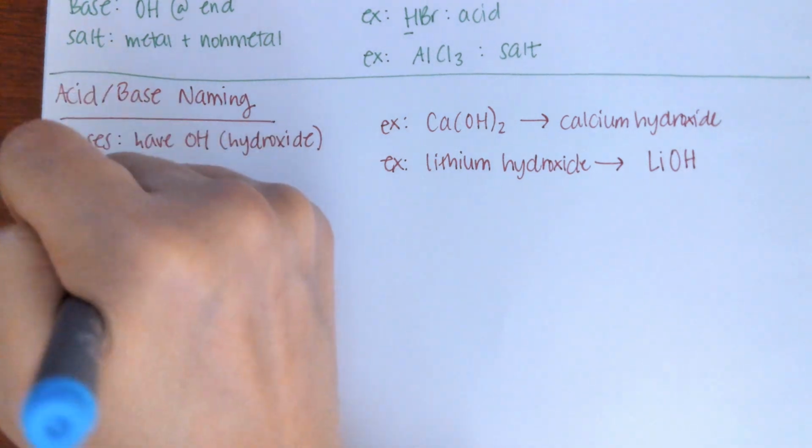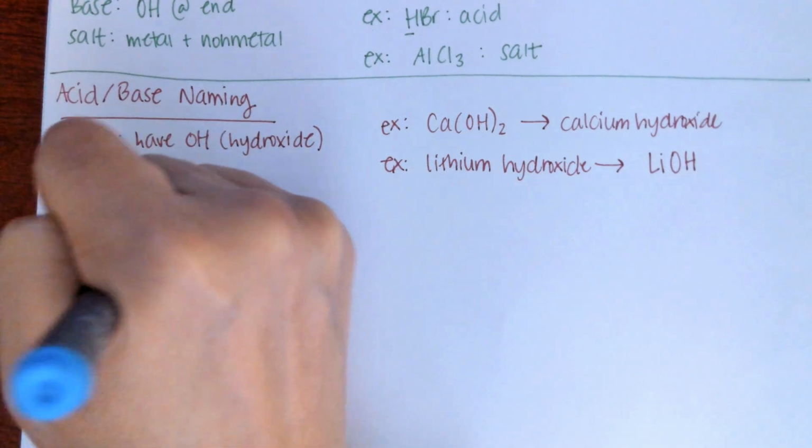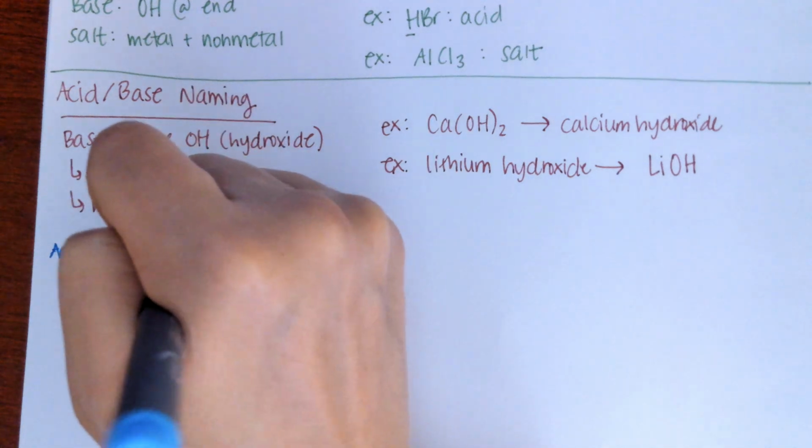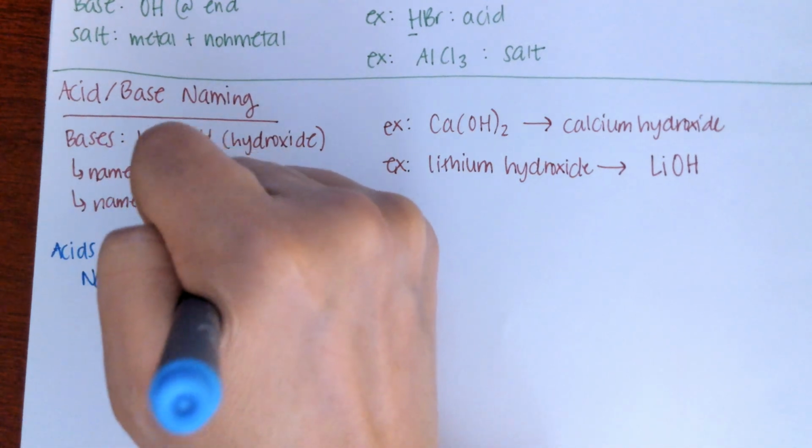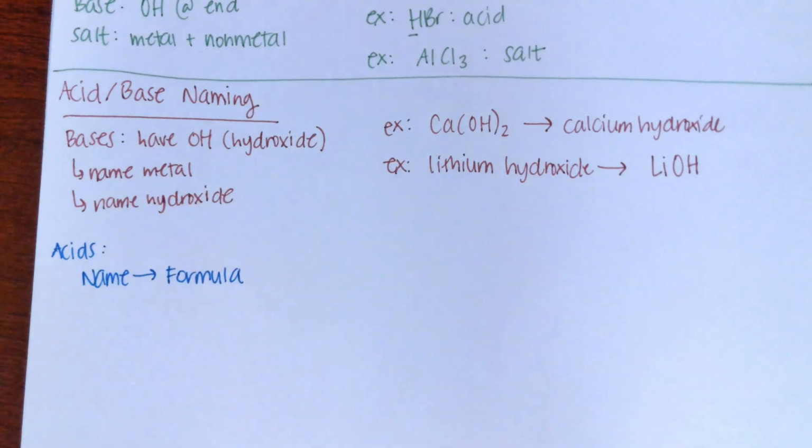Alright, with acids. So we're going to start with name. And we're going to change it to formula. Who is that? Krishiv. Oh, you got a pass this time. Thank you.